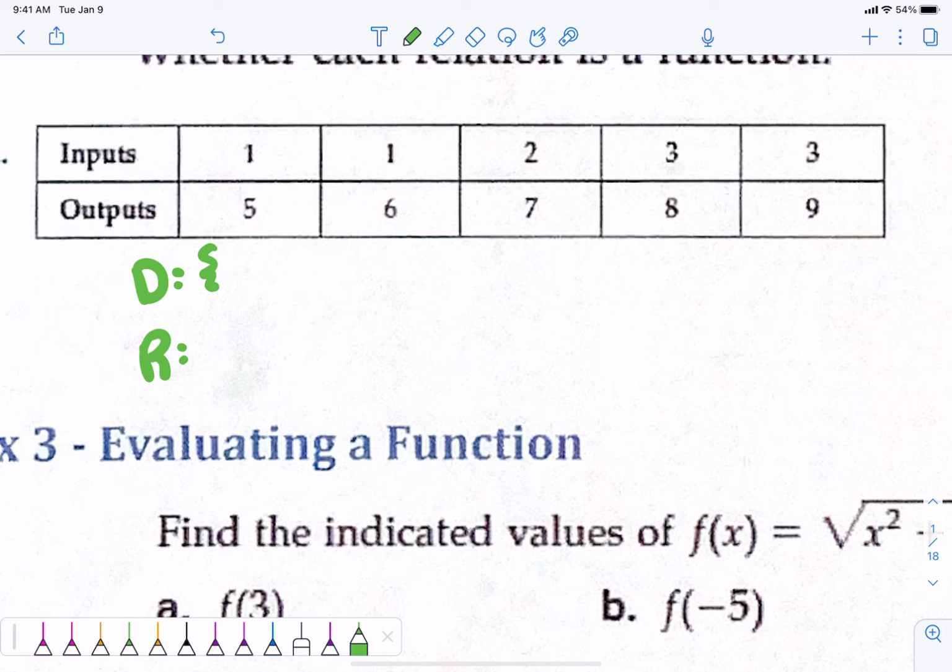Let's do domain and range. I don't know if it asked for that, but that's what we're going to do. Domain: 1, 2, 3. We don't have to list any of them that repeat. We don't have to list them twice. The range: 5, 6, 7, 8, 9.